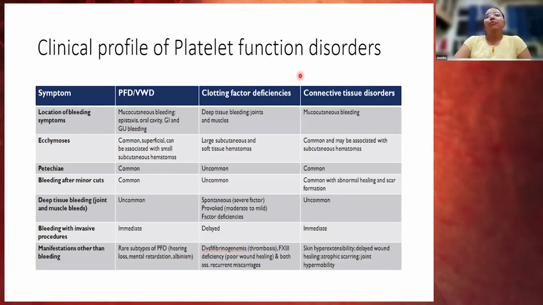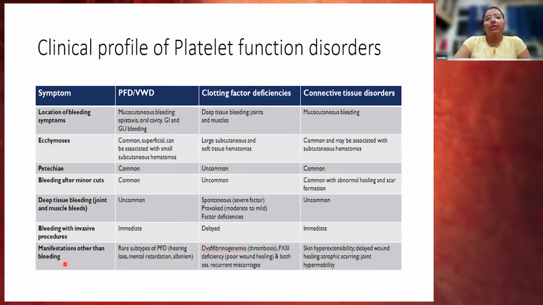So what is the clinical profile of platelet function disorders? Platelet function disorders, unlike the classic clotting factor deficiencies like hemophilia A and B, rarely have deep tissue or joint bleeding. Interestingly, they have the mucocutaneous type of bleeding. That means that skin bleeds, epistaxis, oral cavity, GI or genitourinary bleeds will be very common. So ecchymosis and petechiae are manifestations of skin bleeds. They will give a history of prolonged bleeding after minor cuts and wounds. Deep tissue bleeds will be uncommon, and bleeding with invasive procedures usually starts immediately rather than the delayed bleeding that we see with clotting factor defects.